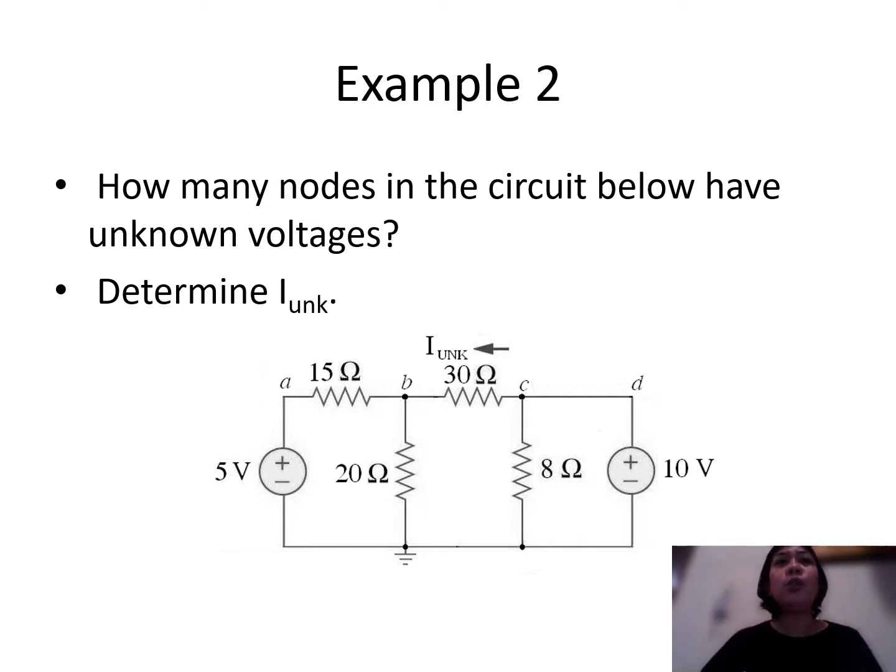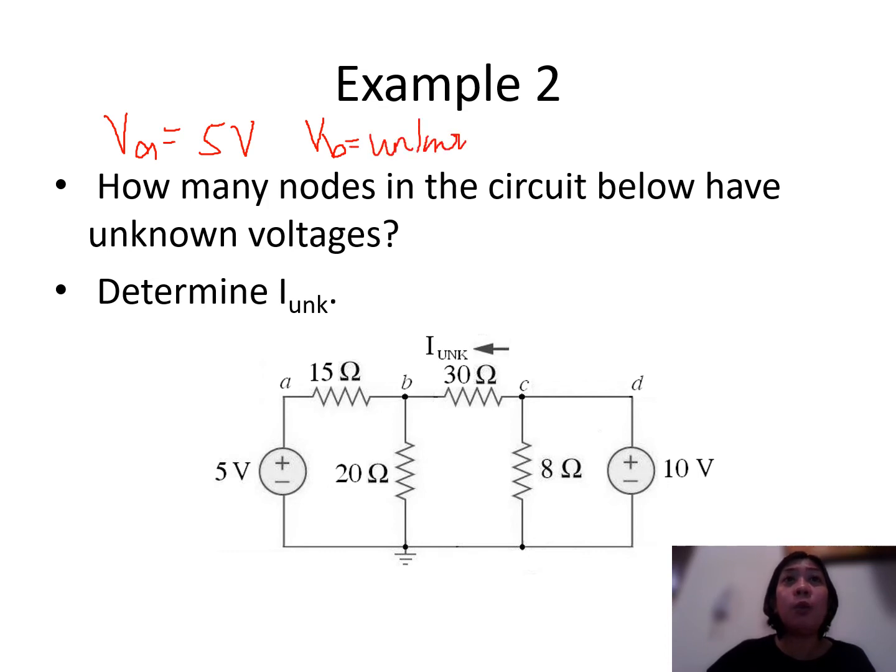So in this case, we only have one unknown voltage, and that is our node B. Also in this problem, we are determined to solve for our unknown current. This is the direction of our unknown current here. Let us now look at our given. What is our VA here? Our VA here is equivalent to 5 volts. Our VB here is unknown. Our VC here is also equal to our VD, and that is also equal to 10 volts.